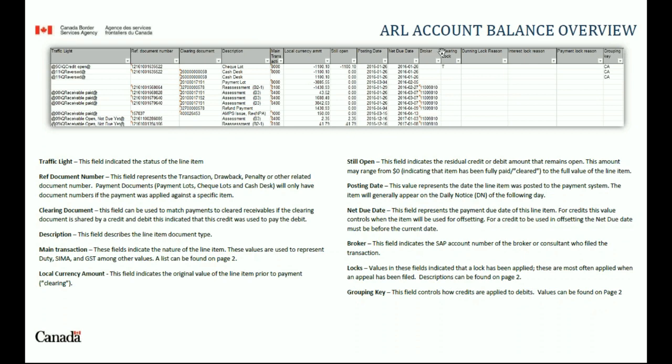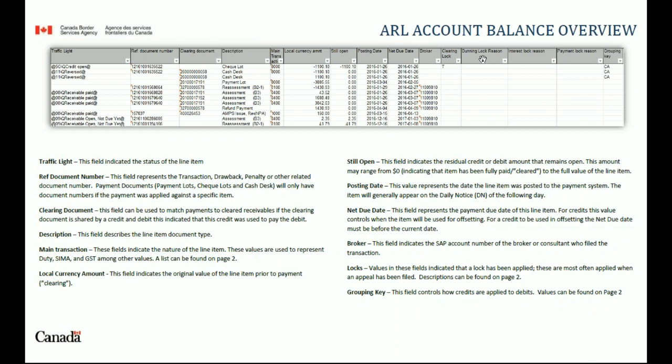The next 4 columns, clearing locks, dunning locks, interest locks, and payment locks, are applied just to provide some insight to importers as to why items may still be sitting open on the account, or why various credits may not have been disbursed. In order, the clearing lock is generally used during an appeals process. This prevents a receivable from having a credit applied against it to offset it. This will keep it in stasis until the issue is resolved. Once that lock is removed, then credits can be applied against it.